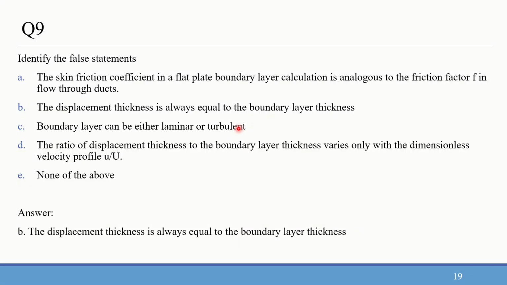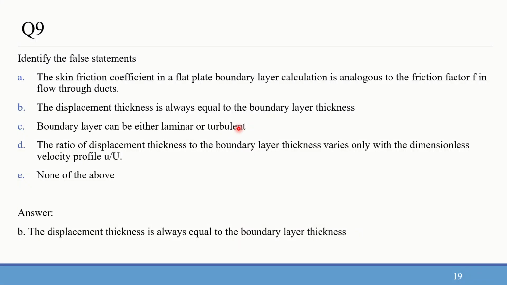Second statement is a displacement thickness is equal to the boundary layer thickness. It is always equal to boundary layer thickness. It is given like that, but it is false. We'll see problems also in the coming slides where displacement thickness is different from the boundary layer thickness.